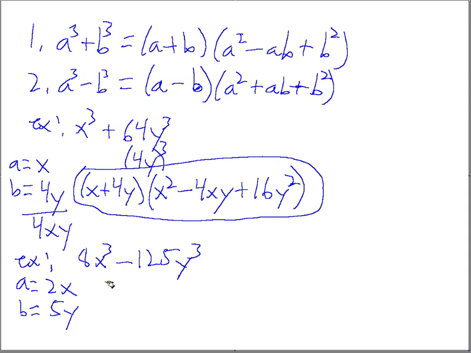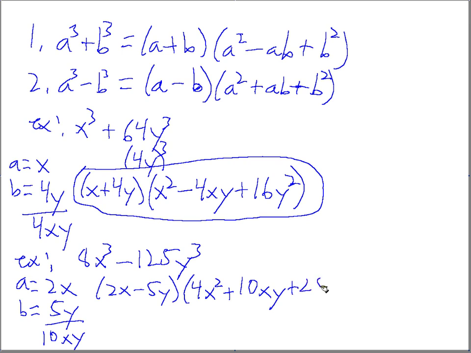So a minus b, that's going to be 2x minus 5y, times, again, exactly the same terms: a squared, ab, and b squared. And they're all positive since we're dealing with a difference of 2 cubes. So a squared is going to be what? What's 2x squared? Well, that's 4x squared. Plus ab. Let's multiply a and b together: 2x times 5y is 10xy. So plus 10xy. Plus b squared. Again, b is 5y, so b squared is 25y squared. So there we have it.